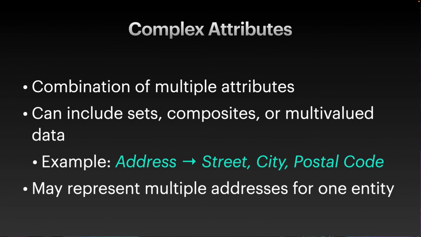Sometimes we have complex attributes, which combine several properties and may include sets of composite structures. For example, an address might contain a street, city, and postal code, and even multiple values if someone has more than one address.